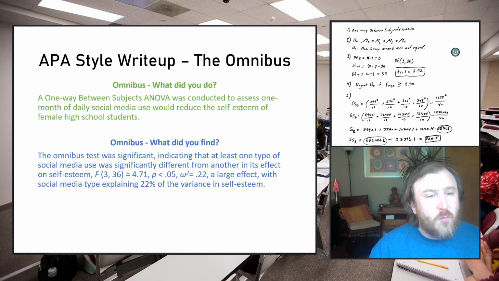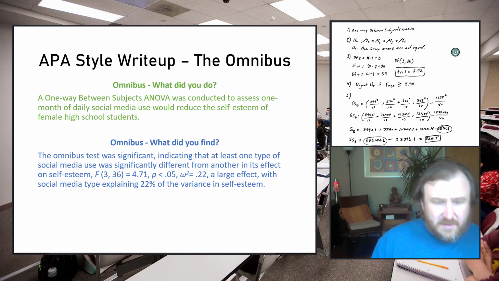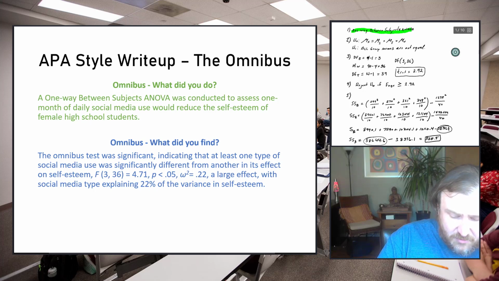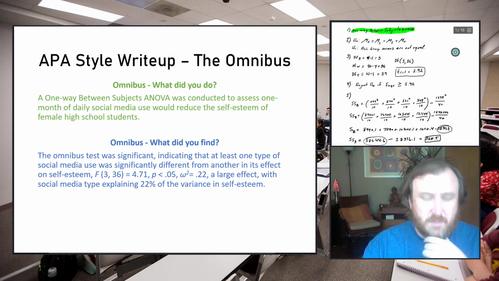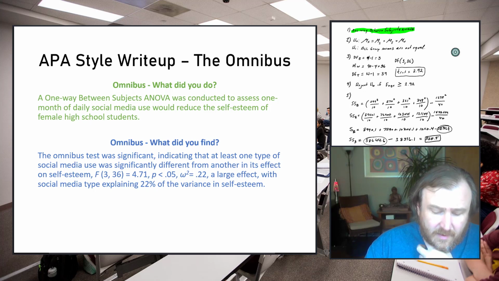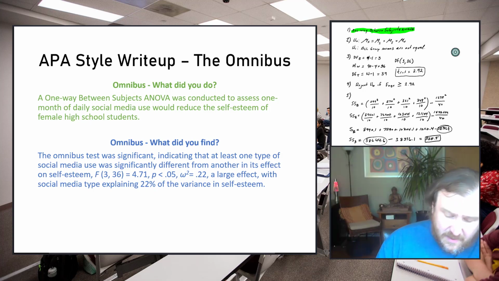So we want to say a one-way between subjects ANOVA was conducted to assess 1 month of daily social media use and its effect on reducing the self-esteem of female high school students. Then for what did you find, right? So obviously the key piece of information that you need to write for what did you do is the one-way between subjects ANOVA. What did you find? We say the Omnibus test was significant. And the reason we say that is because we rejected the null hypothesis.